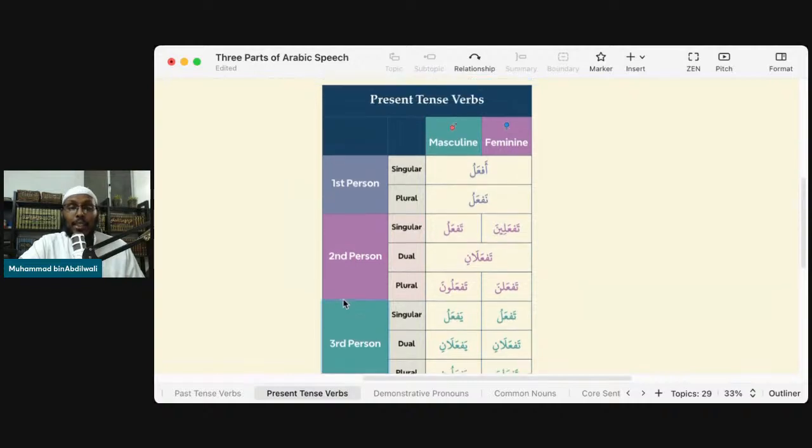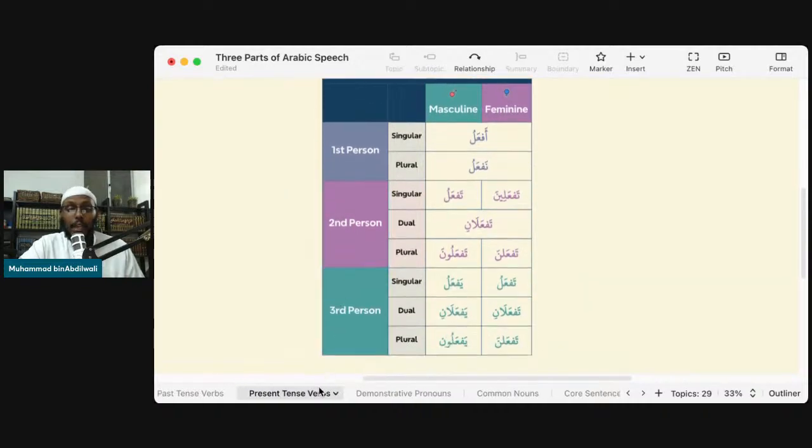Okay. So we have the past tense, we have the present tense. And then we also have a few other things that we're going to mention, inshallah ta'ala, when the time is right. Now, with that, we are done with verbs.